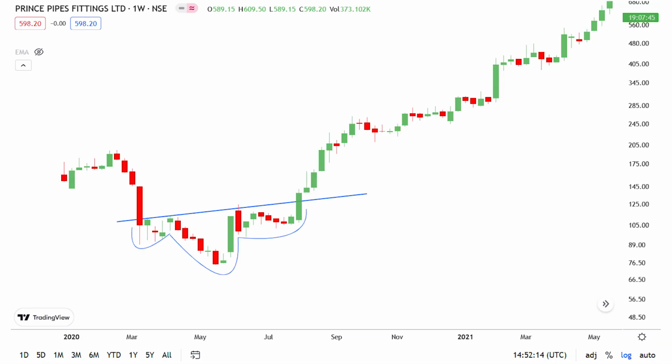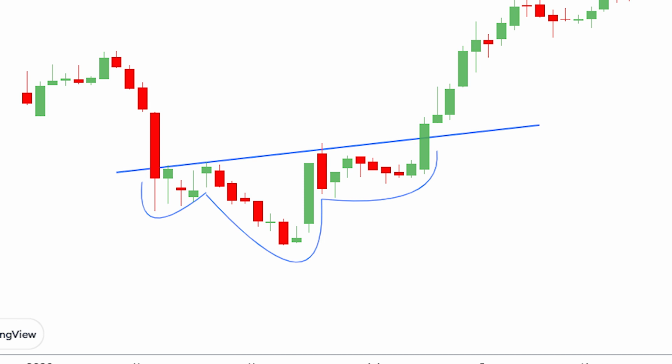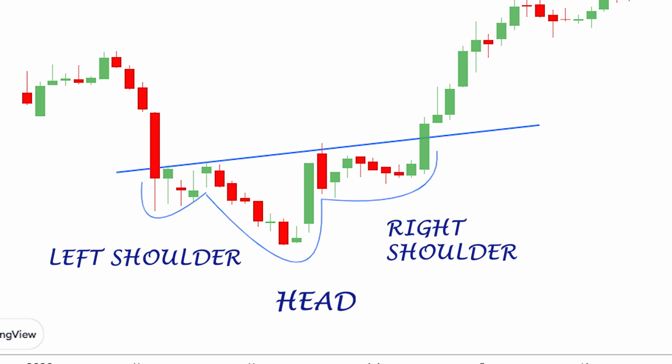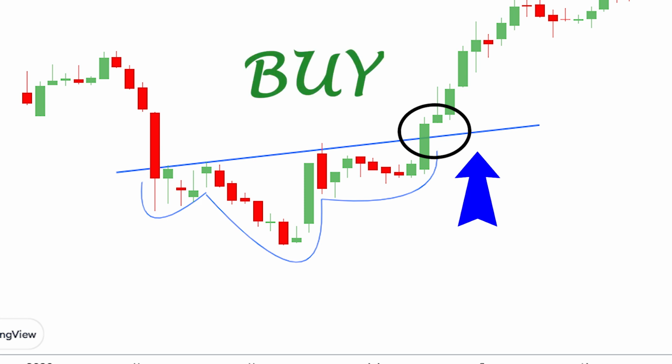This is another example of inverse head and shoulder pattern. This is an IPO and this is a chart of Prince Pipes Fittings. Here you can see the formation of an inverse head and shoulder pattern with small left shoulder, a head and big right shoulder. And when you connect the two highs, then you get the neckline. And when the price breaks the neckline at this point, then this is the confirmation of a trend reversal from a downtrend to an uptrend. And you can buy new position at this point.